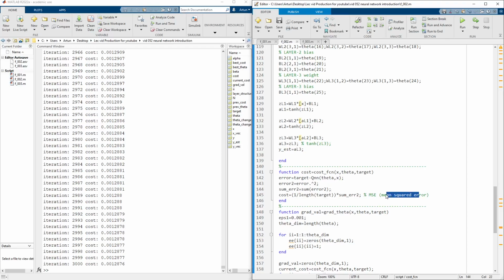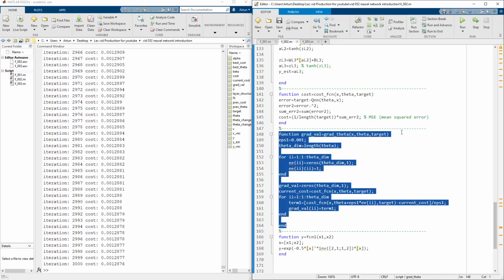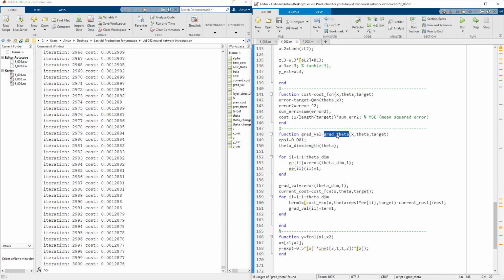Okay, again this is called MSE, mean squared error. So this is the gradient theta function, where you generate the derivative of cost with respect to theta evaluated at the current or given value of theta. Okay, so for this function you need to have inputs, targets, and your current theta. Okay, and epsilon is the term that we talked about. And this is the theta dimension.